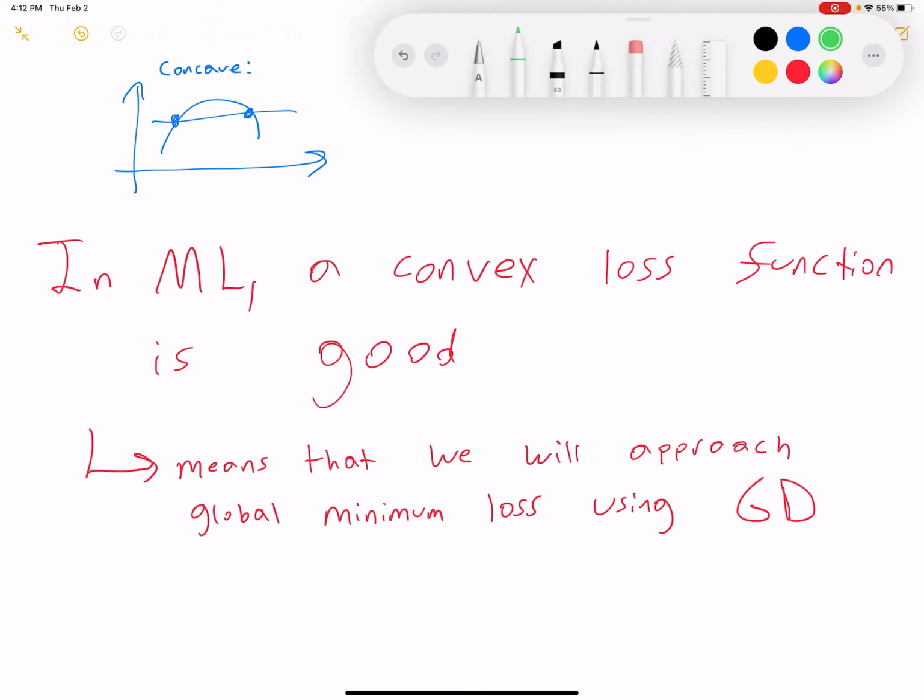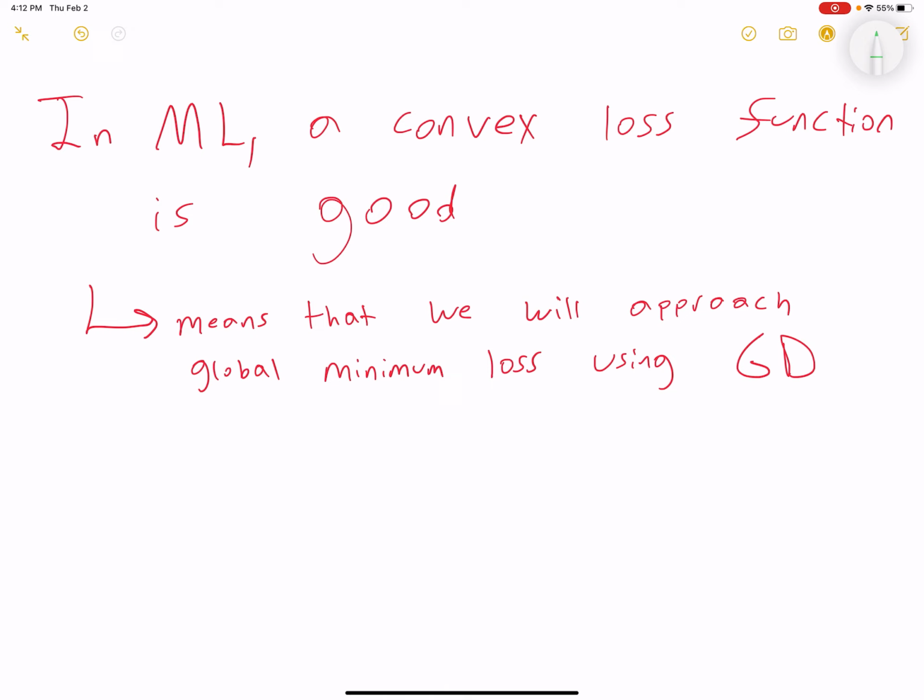And unfortunately, the best performing models, which we'll get to, more complex models like neural networks are not convex.